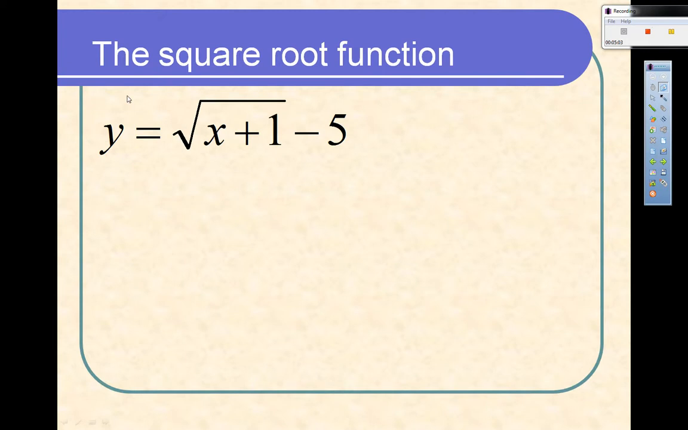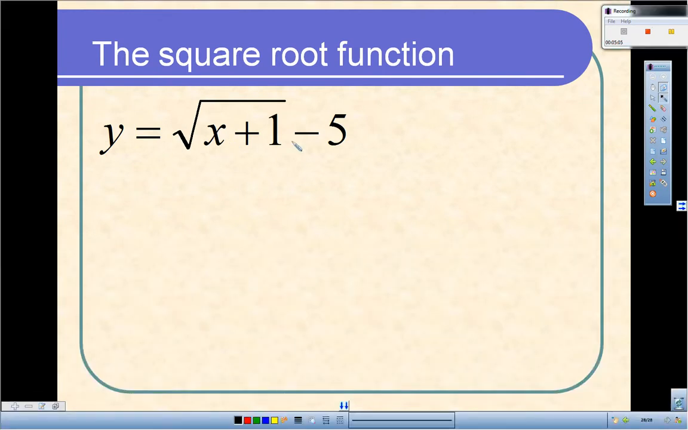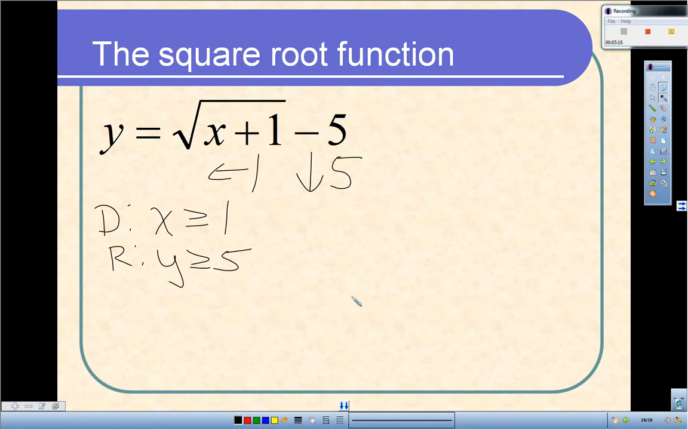Alright, for the next one, notice that just by looking at my function, I know my graph is going to go down 5, and it's going to go left 1. So that means that my domain is going to be x is greater than or equal to negative 1, and my range is going to be y is greater than or equal to negative 5.